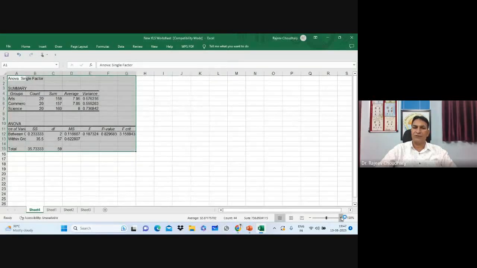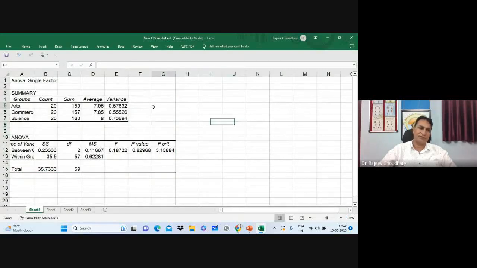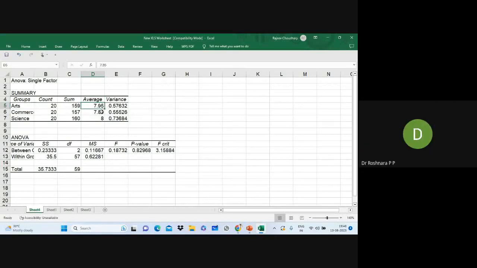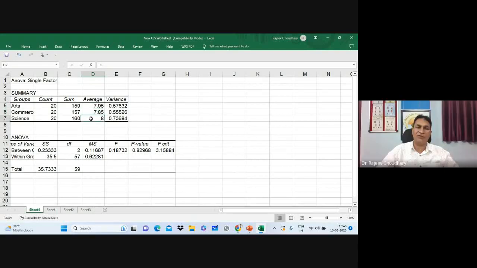See the results. Madam, how many counts? Counts means subjects. How many counts are we having in this Arts group? 20, sir. 20 in Arts, 20 in Commerce, 20 in Science. And average means the mean value, the point estimate. What is the mean value for Arts group? 7.95. And for Commerce? 7.85. And for Science group, 8. Is it okay? And this is the value of the variance.